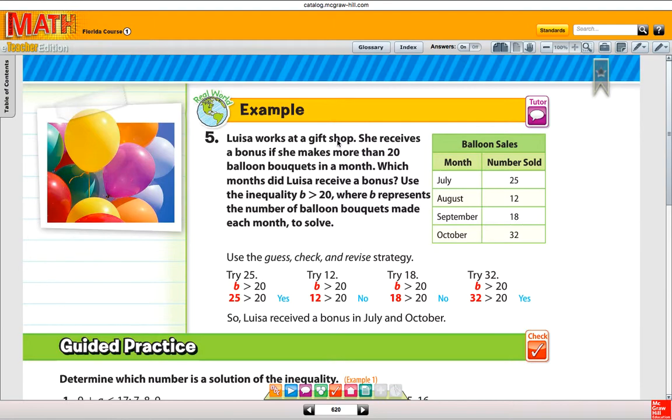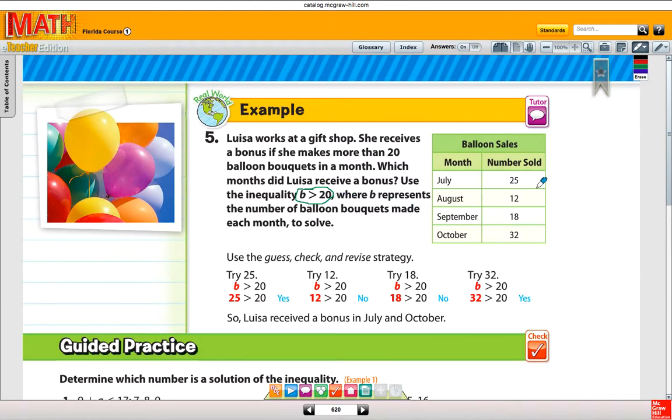Louisa works at a gift shop. She receives a bonus if she makes more than 20 balloon bouquets every month. Which months did Louisa receive a bonus? Use the inequality B is greater than 20, where B represents the number of balloon bouquets made each month.